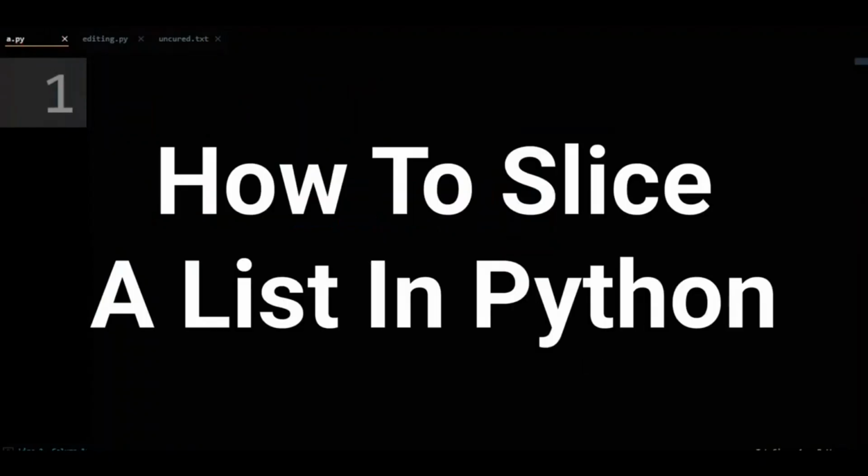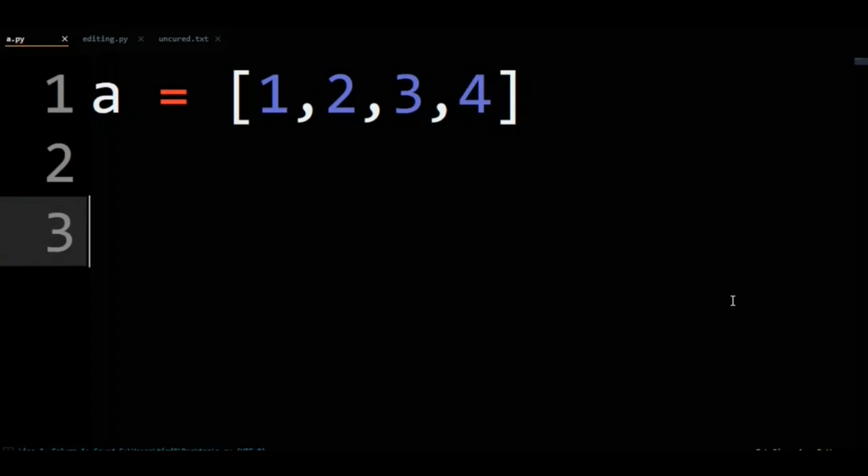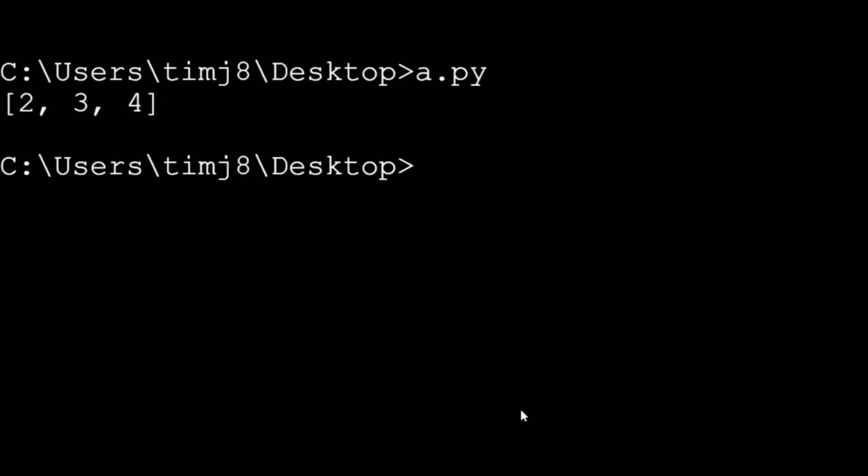How to slice a list in Python. Let's start out with a list A that has 1, 2, 3, and 4. Let's start out with just a start value. We will print A starting at index 1 and going to the end of the list. What I just described is what it will print out. It will give you a list that starts at index 1, or the number 2, on to the end of the list. If we run the code, you'll see it prints a list containing 2, 3, and 4, just like I said.